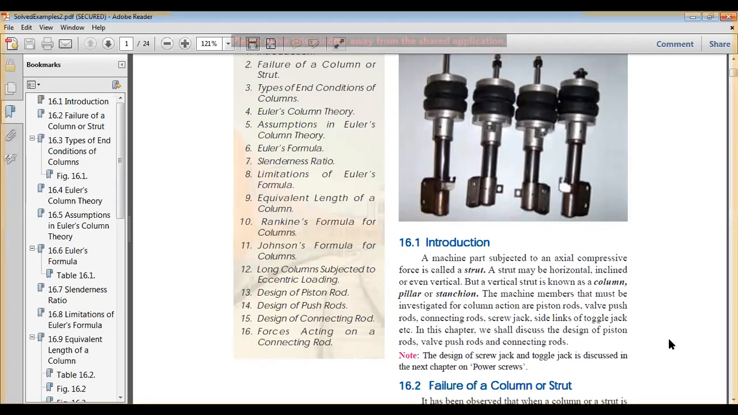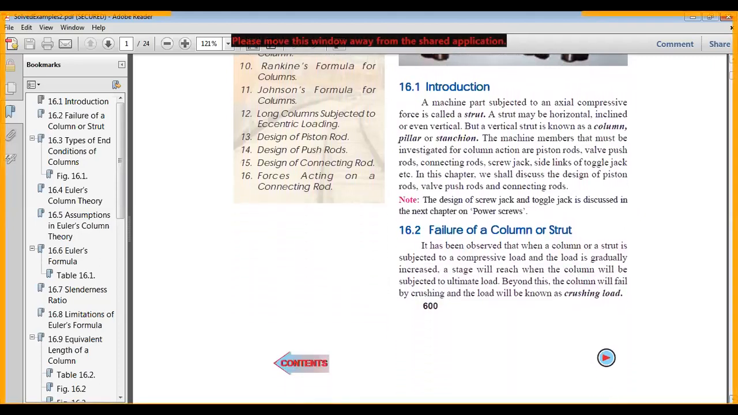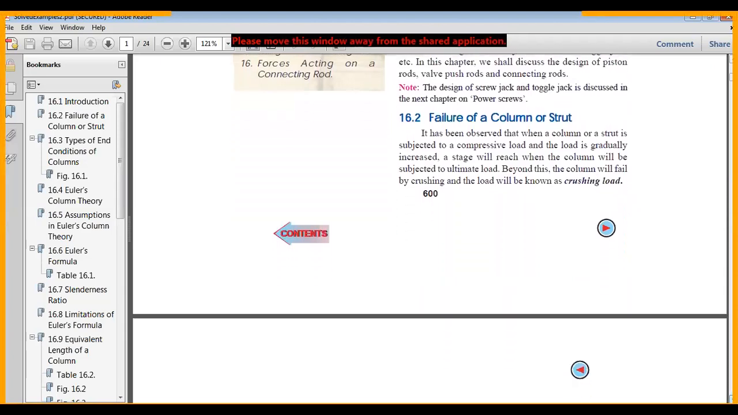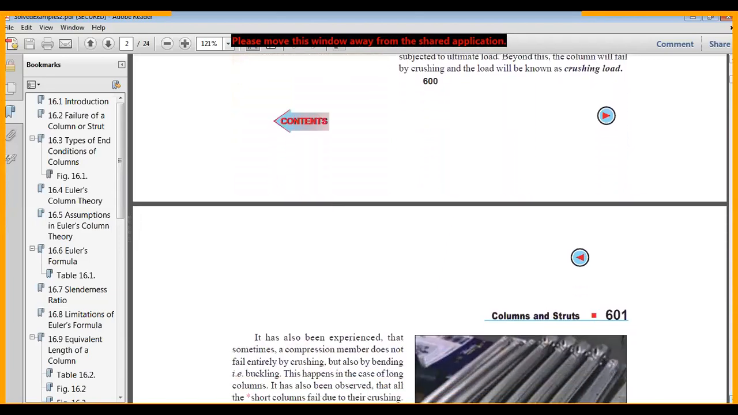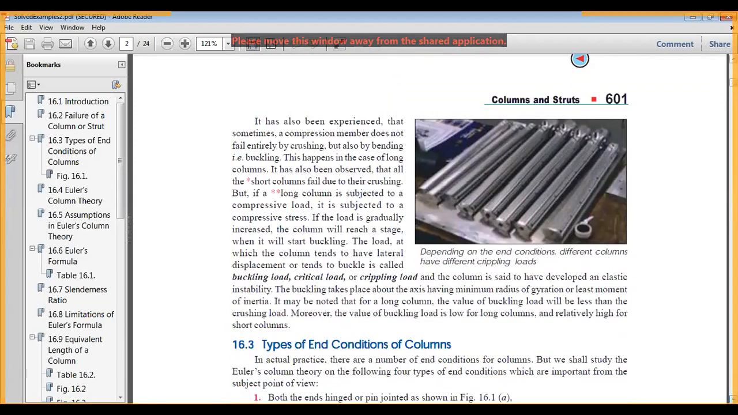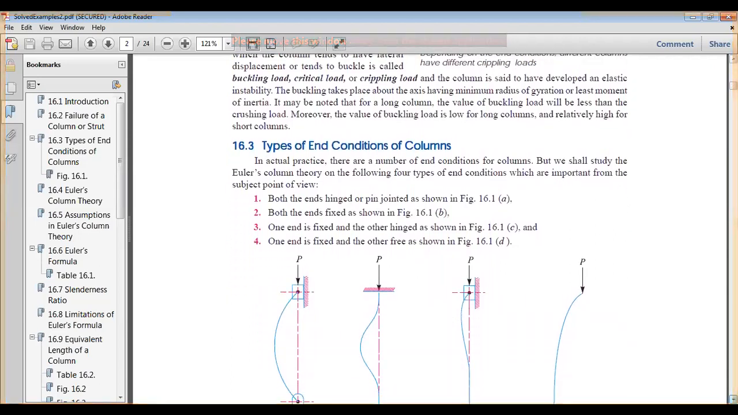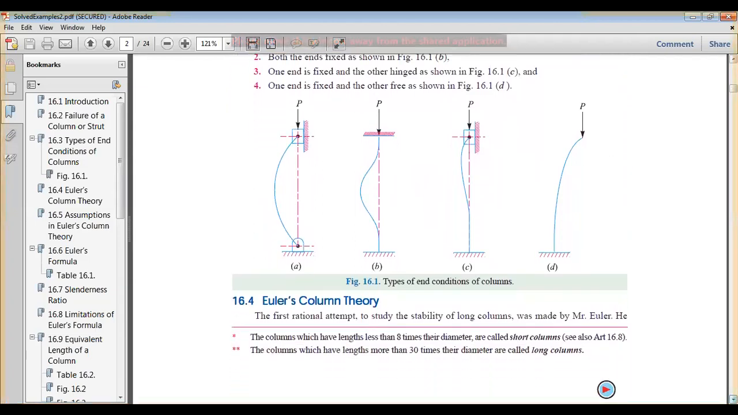So the members that must be capable of transferring the load to the base is called column, a vertical element. So this is crushing load. We have yesterday found the crushing value of the column, the buckling value or buckling load or crushing load. This was the condition of Euler's theory that we have earlier studied.